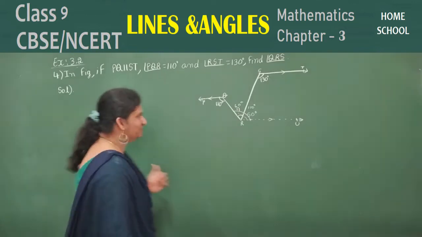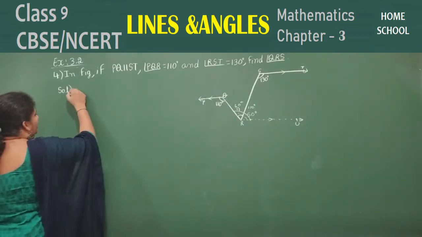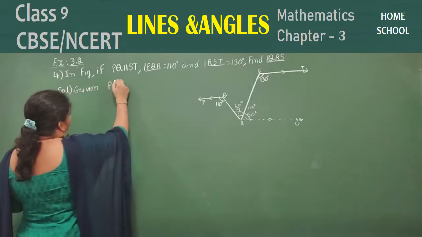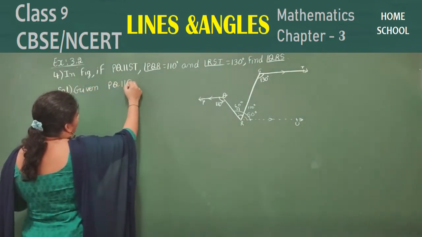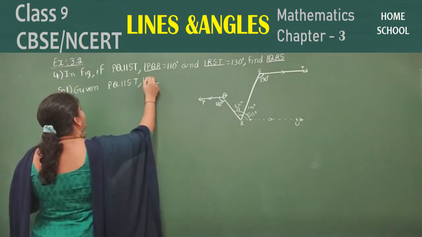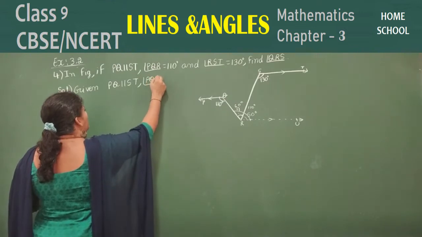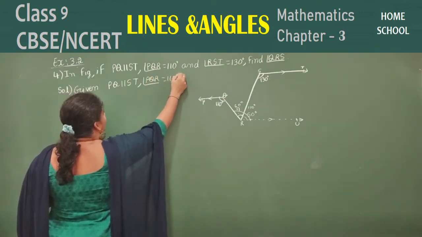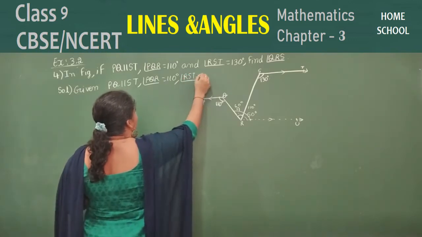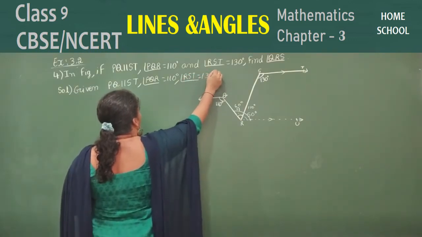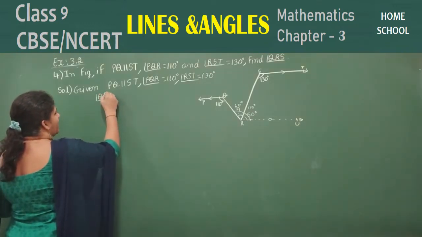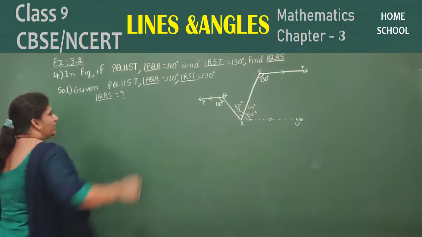Let's start here. Solution. Given: PQ parallel to ST. And what else is given? Angle PQR is equal to 110 degree. Angle RST is equal to 130 degree. What do you need to find? Angle QRS is equal to question mark.